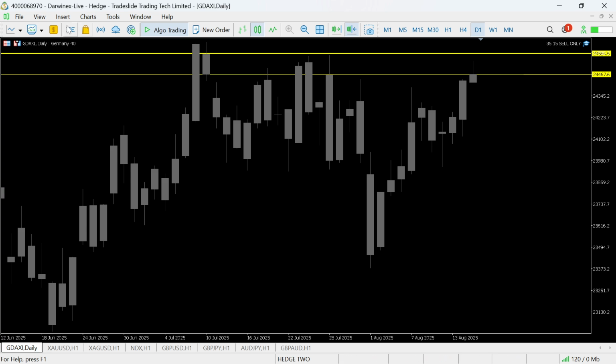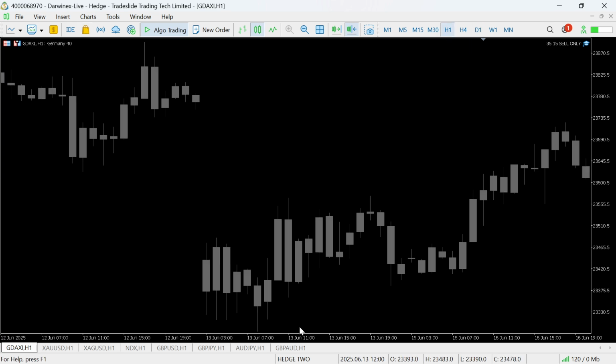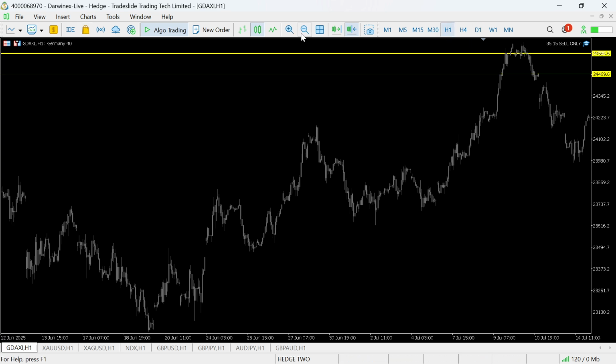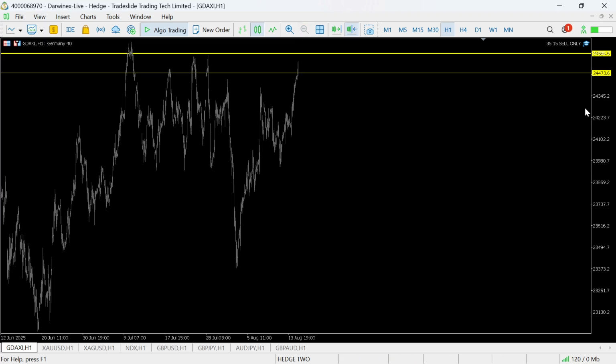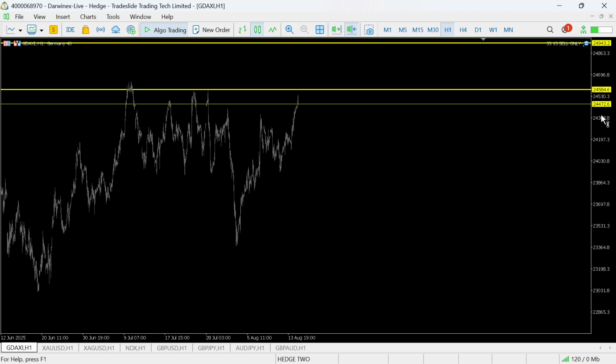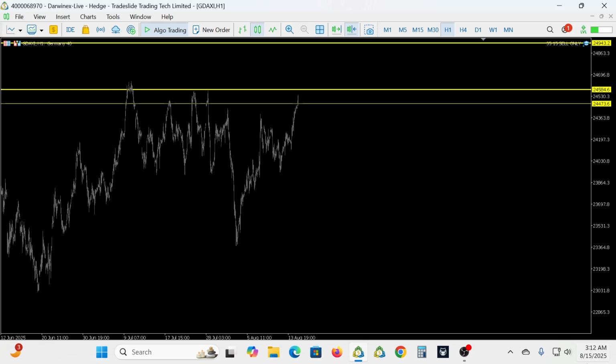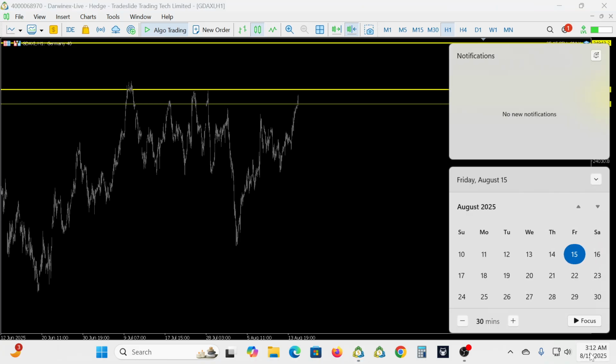Let me reset this. We are in 1 hour. Reduce the minimum expression so we can see. So our opinion for the DAX today, we have a reasonable expectation that it's going to be a reversal in the DAX. And that's a lot of money there.